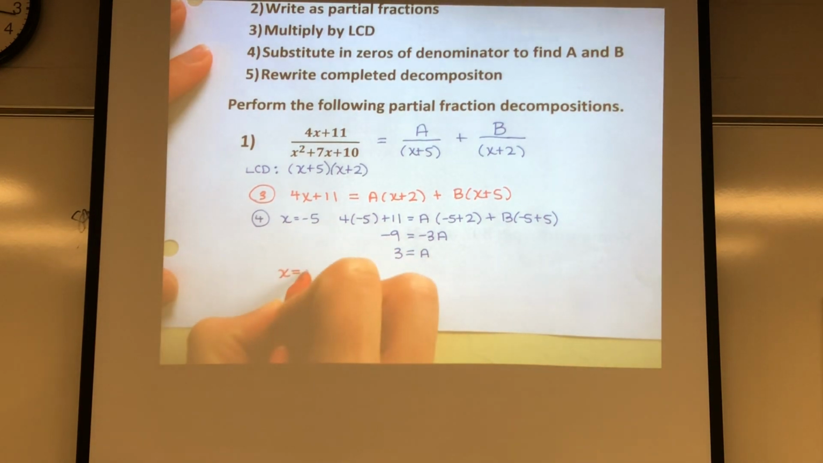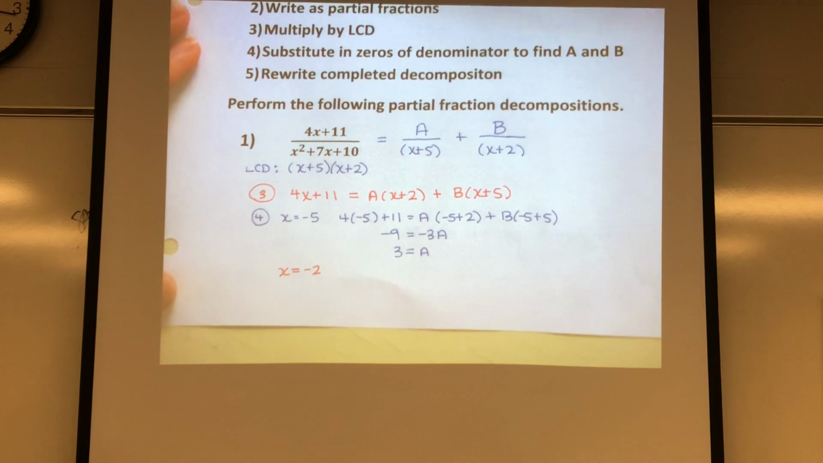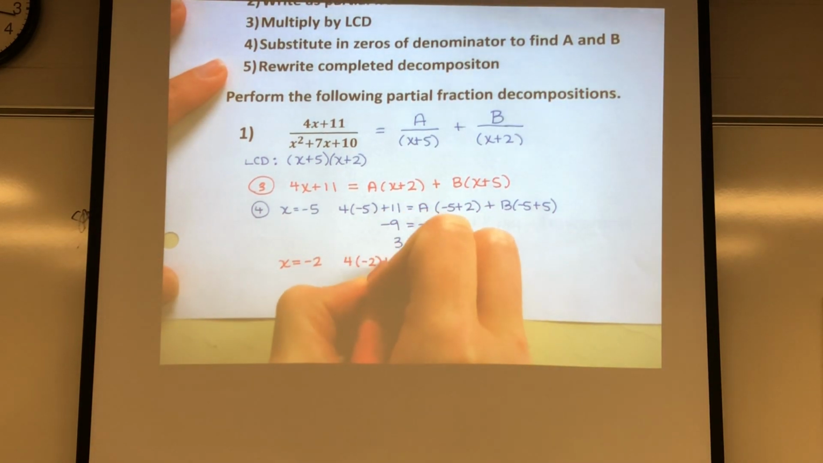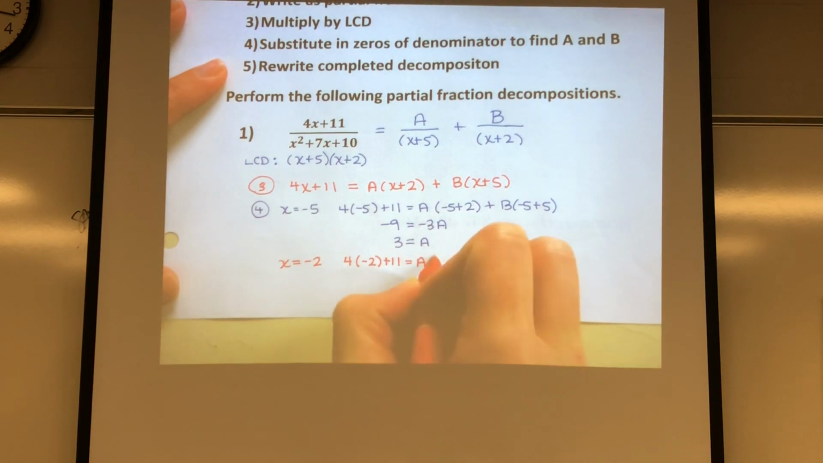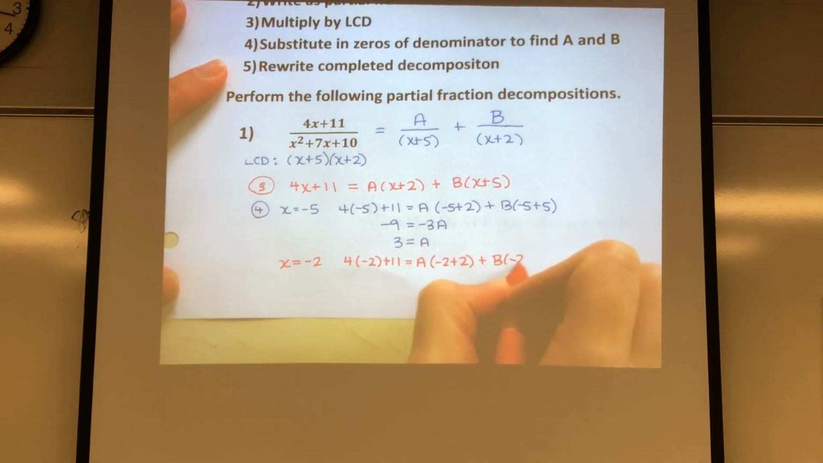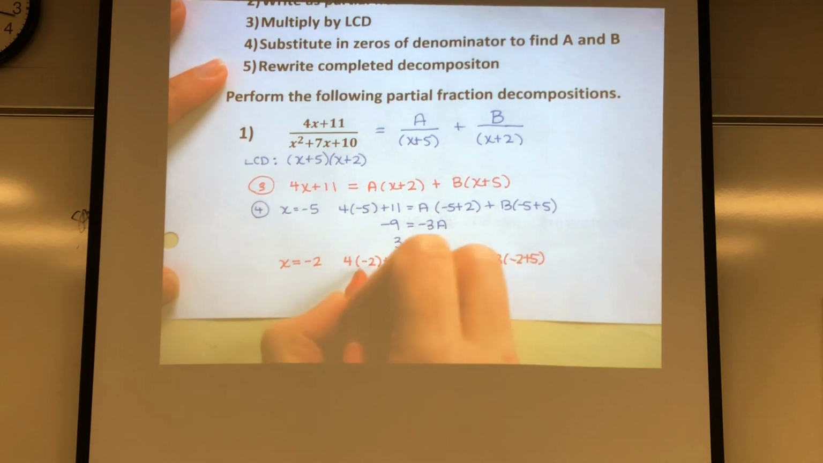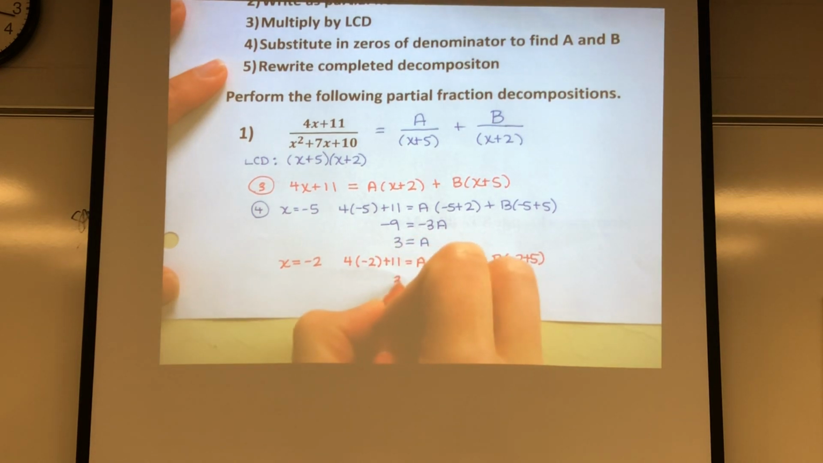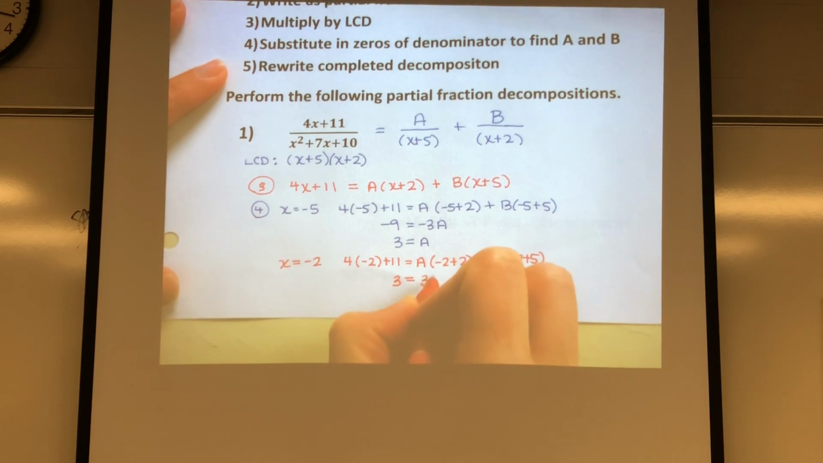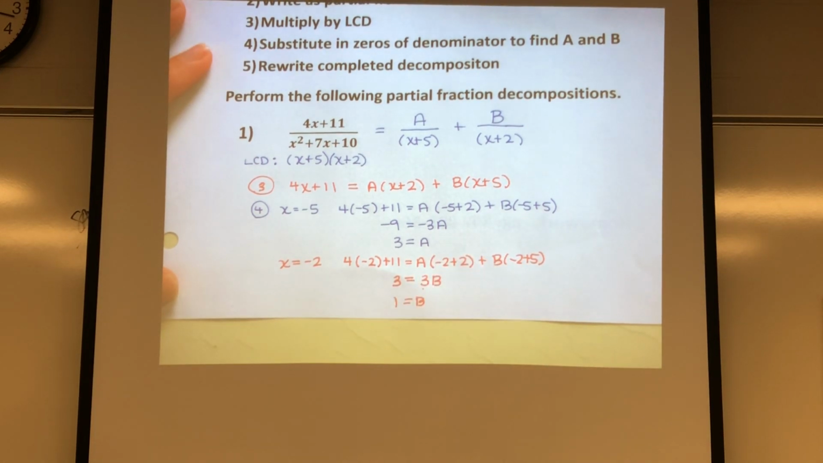So we're going to do that same thing again, but now we're going to do it with the other 0. X equals negative 2. So substituting negative 2 into everything, 4 times negative 2 plus 11 equals A times negative 2 plus 2 plus B times negative 2 plus 5. So we get negative 8 plus 11, which is 3. A is wiped out. B, we get a positive 3B. Divide by 3. Find out that B is 1. So we're already on step 4. We found out our 2 variables.